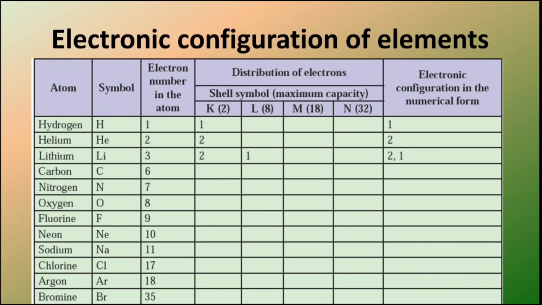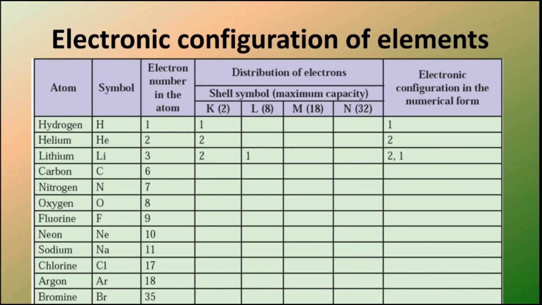Lithium, its atomic number is 3. 2 electrons will get occupied in a K shell and the remaining 1 electron will enter into the L shell. So electronic configuration is 2, 1. Always remember, a comma sign is given between the number of electrons which are occupied in the different shells. So here 2, 1 is shown as the electronic configuration.